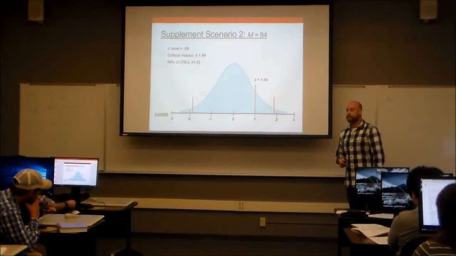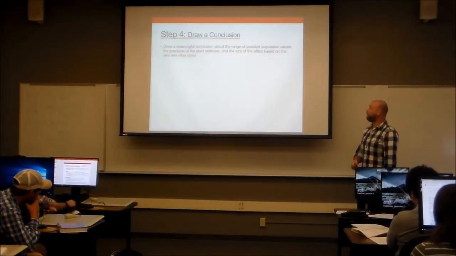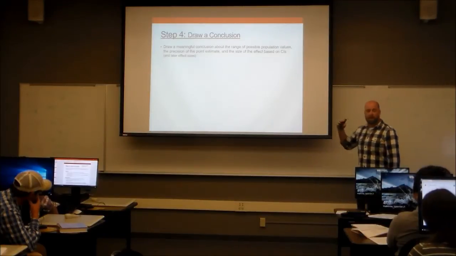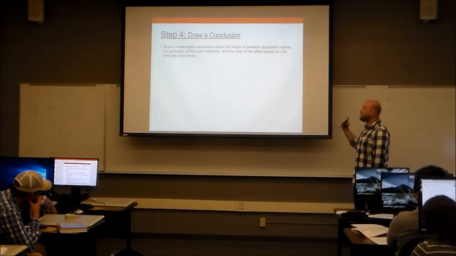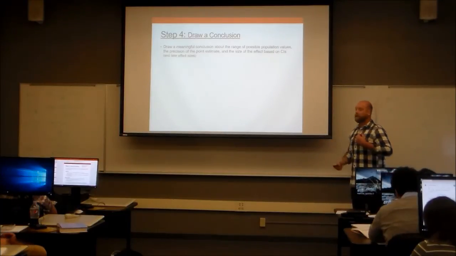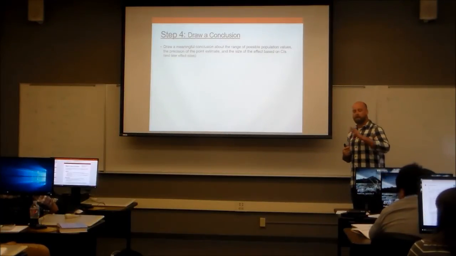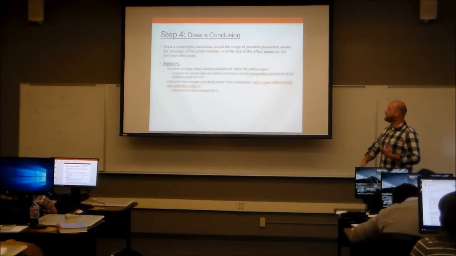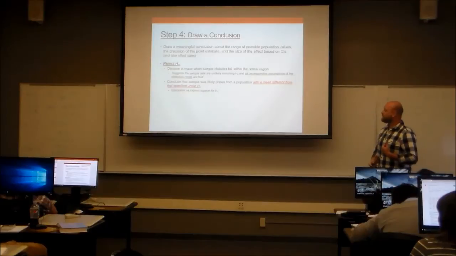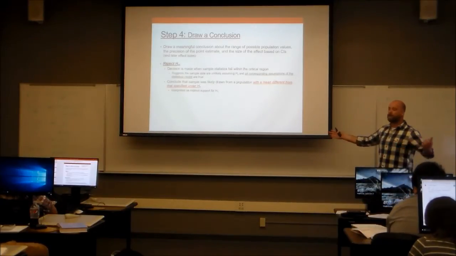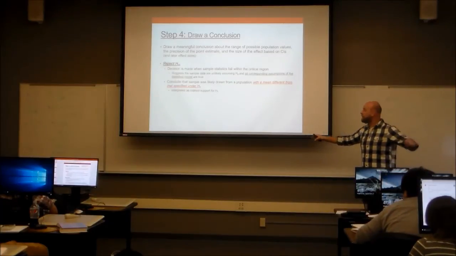So what we need to do now is draw meaningful conclusions about possible population values, the precision of our point estimate, and the size of an effect based on our confidence intervals. Later we'll get into effect sizes. I'm not going to go into calculating effect sizes, but this is just a preview of what that's going to look like. When we reject the null hypothesis, we make this decision when our sample statistics fall within our critical region, right? It's out there in the tails.